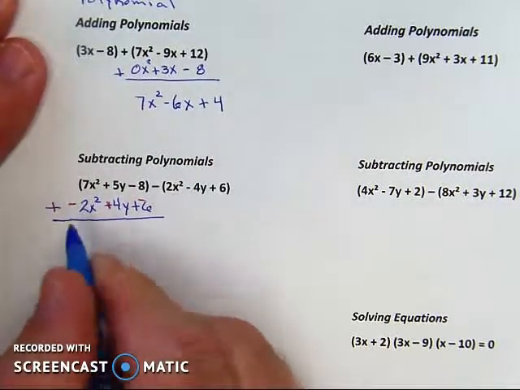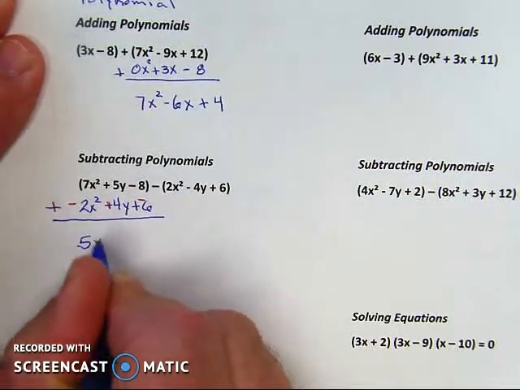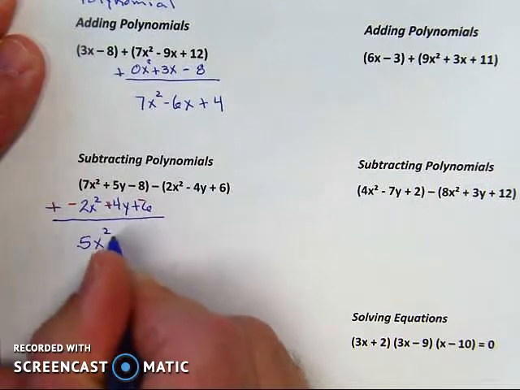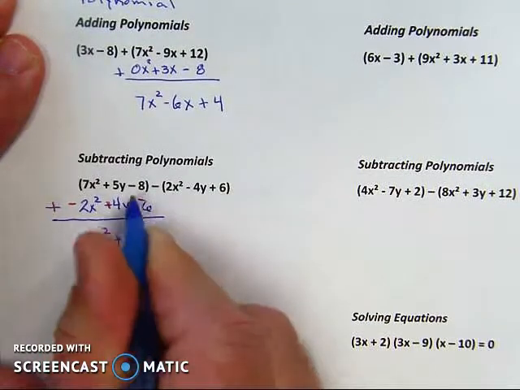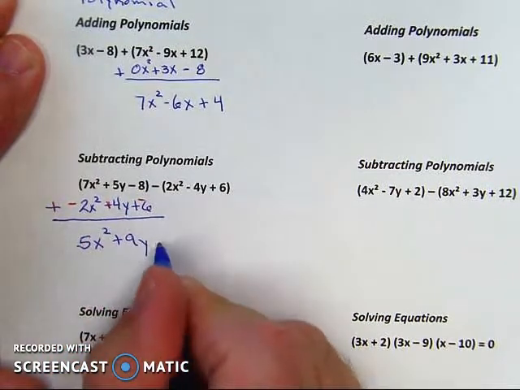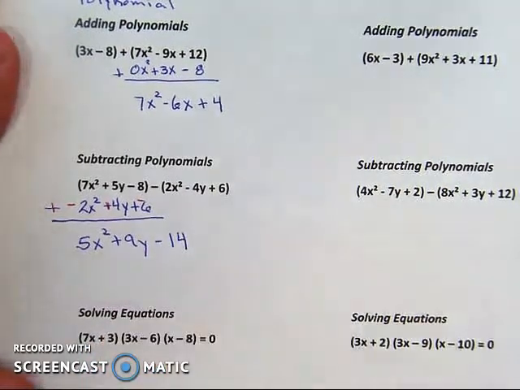So 7 and negative 2 is 5x squared. 5 and 4 is 9y. And negative 8 and negative 6 is going to be minus 14.